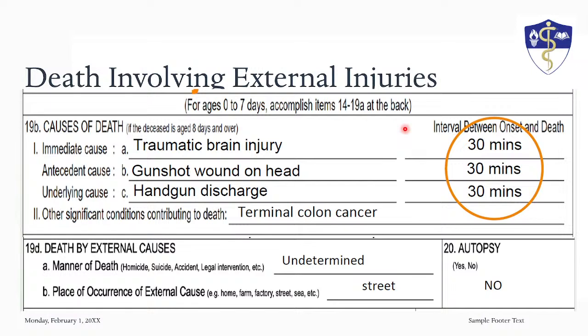Because the judge will ask you, why did you place undetermined in the manner of death? Because at the time, I was unaware of whether it was a suicide or a homicide. So that's a good answer. Instead of why did you place there that this patient is legal intervention.